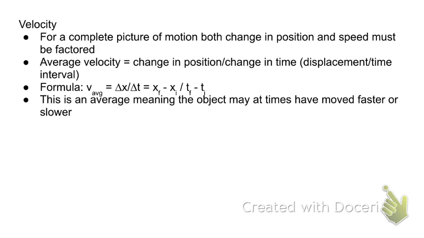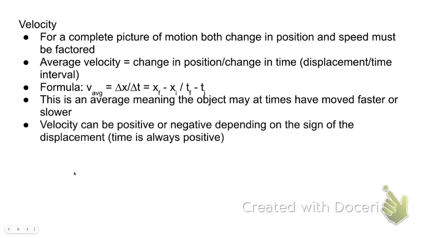So this is an average velocity, which means that the object probably at times moved faster than that and at times moved slower. You understand how an average works. You're a senior. Instantaneous velocity is much more difficult to find. You need like a speedometer for that, whereas average is much easier to calculate because all you need is change in position and time.